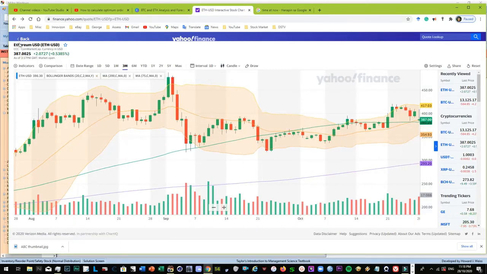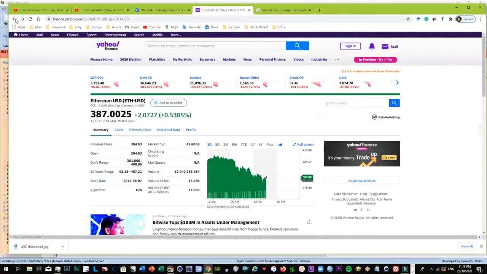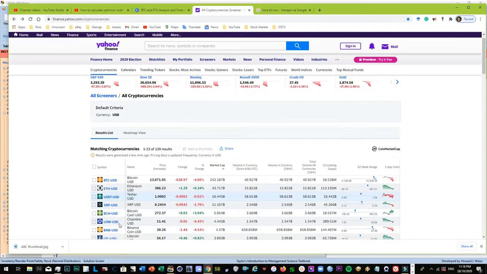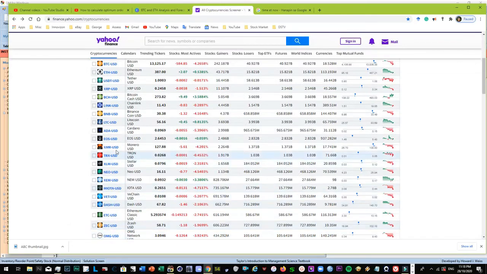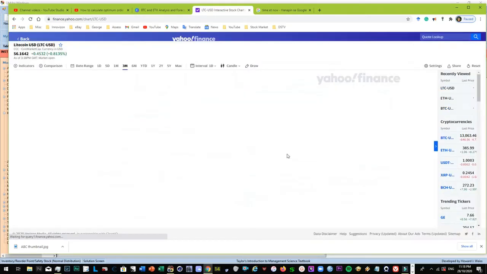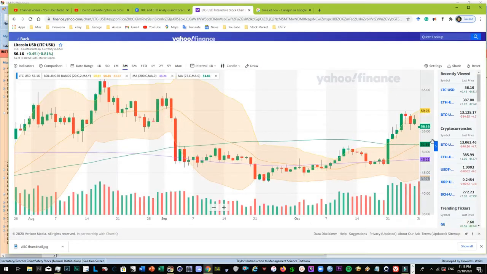Okay, let's look at another one, which is Litecoin. We have not included Litecoin in any of our analysis in the past. So LTC versus USD. LTC is at 56.16 today. Again, just focusing on the moving average. For Litecoin, the price is above the intermediate term and the short term. There's a brief crossover happening with the short term and intermediate term.